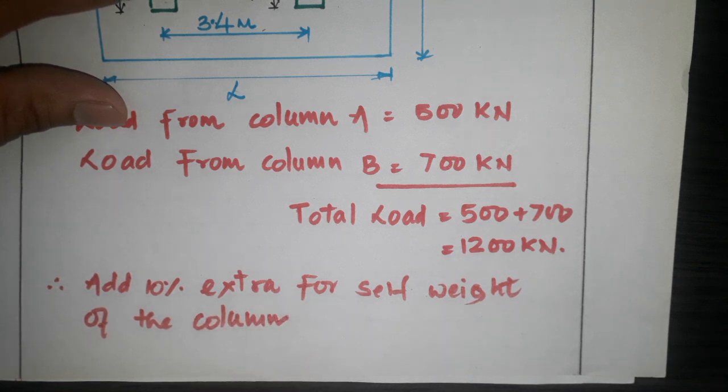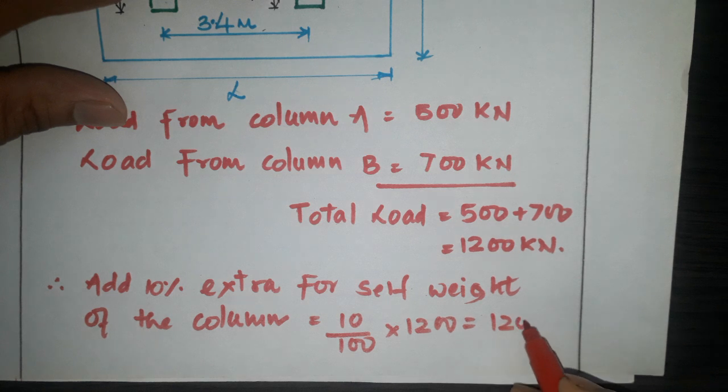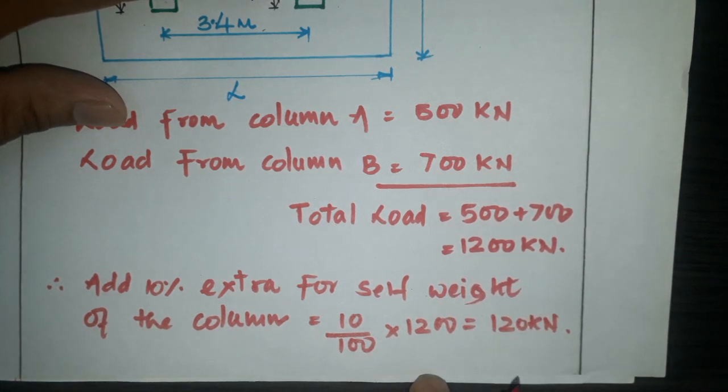You have to add 10% extra for the self weight of the column. So here it is 10 divided by 100 into 1200, so it will be 120 kilonewton. After adding 10% extra, we'll get it as 120 kilonewton.